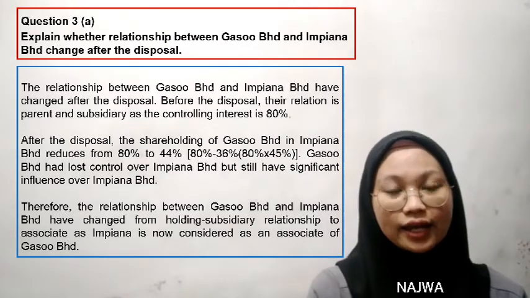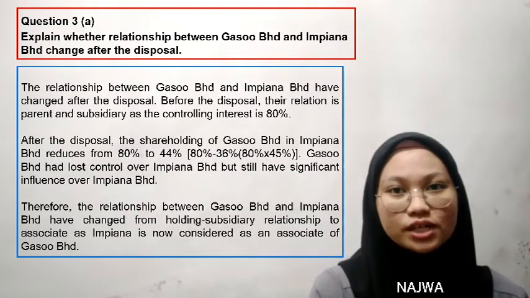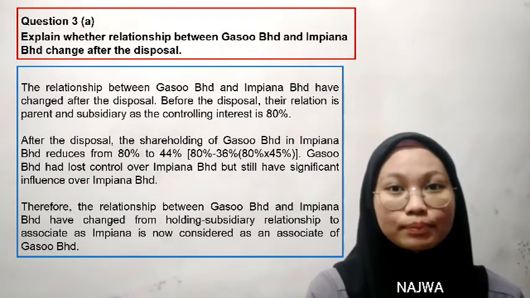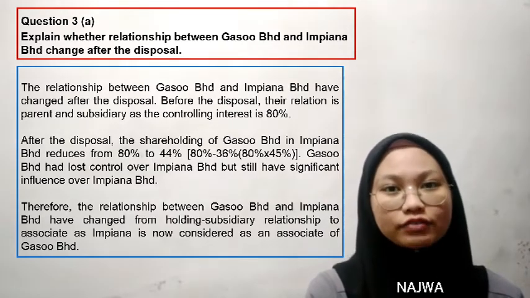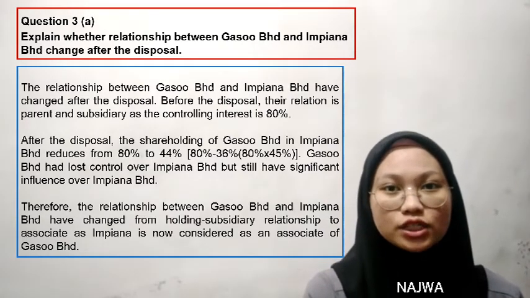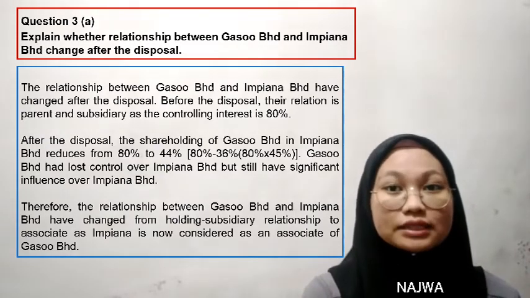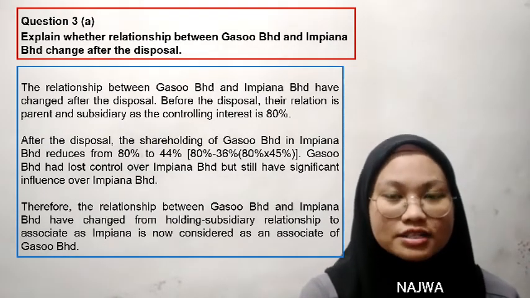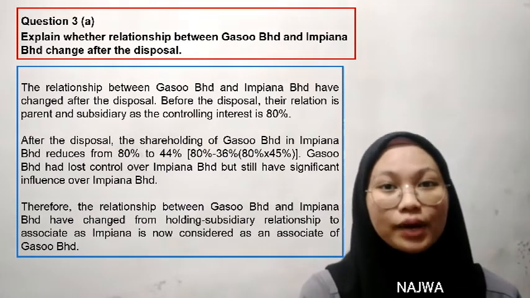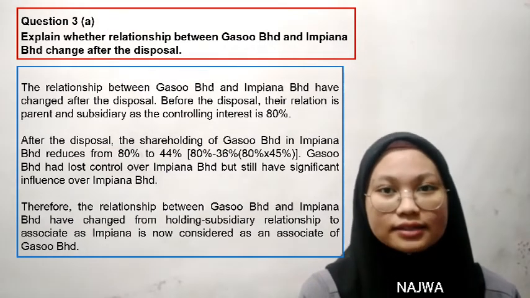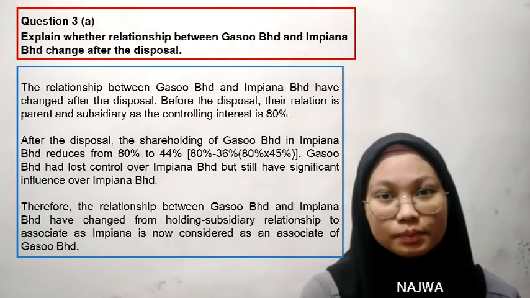Question 3A. Explain whether the relationship between Gasu Berhad and Impiana Berhad has changed after the disposal. The relationship between Gasu and Impiana Berhad has changed after the disposal. Before the disposal, their relation is parent and subsidiary, as the controlling interest is 80%.